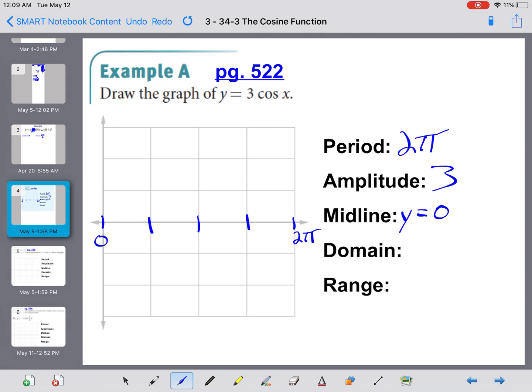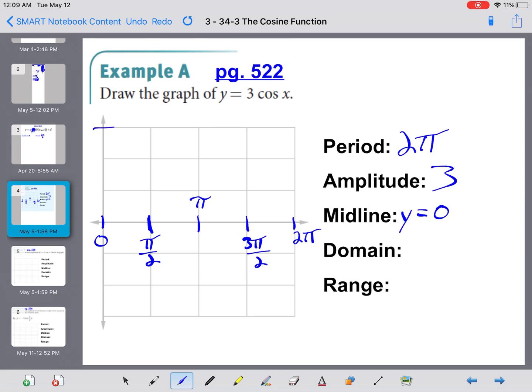Halfway between 0 and 2 pi is pi, right? Add them up, times by half. Halfway between pi and 2 pi: if I add pi plus 2 pi, I get 3 pi. 3 pi divided by 2 is 3 pi over 2. And then over here, halfway between 0 and pi is pi over 2. All right. So those are my x values.